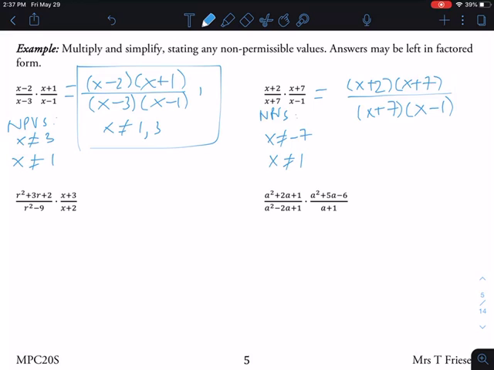Okay, now we're looking for identical brackets. Okay, so I can see that we have a winner here. We have x plus 7, x plus 7. They are identical, and so because of that, we can cancel them out. Okay, so then that leaves me with a simplified x plus 2 over x minus 1. Where x cannot equal negative 7 or 1, and that's a final answer.